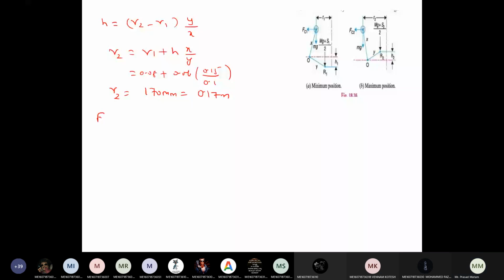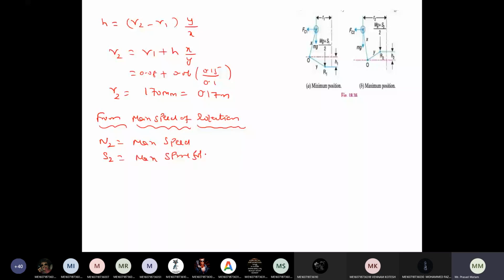From maximum speed rotation, N2 is the maximum speed and S1 and S2 are the spring forces at minimum and maximum speeds respectively. Let me write S2 is the maximum spring force. Now centrifugal force between the minimum speed we need to find.